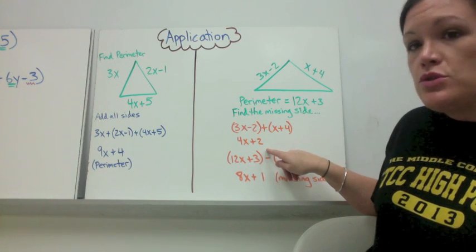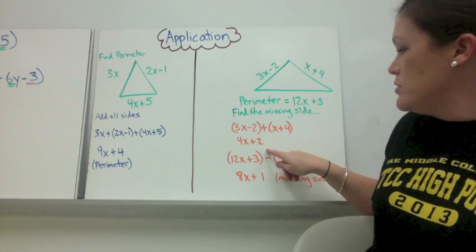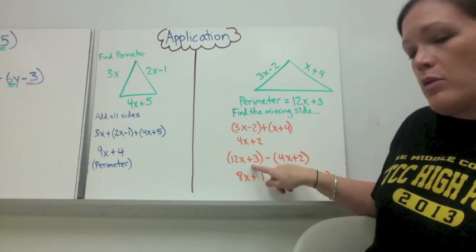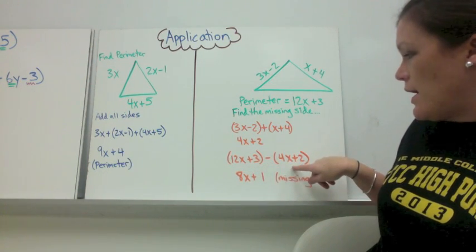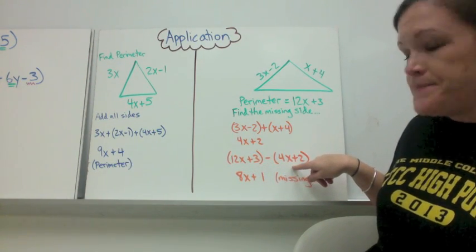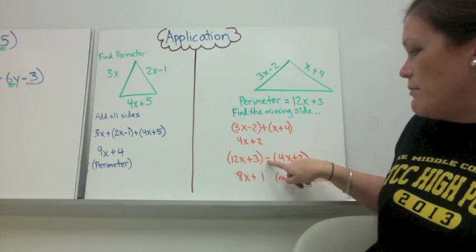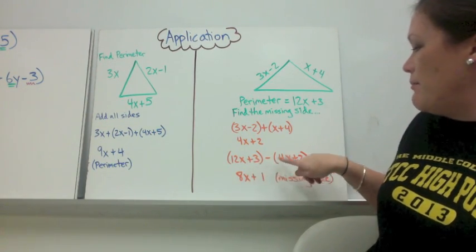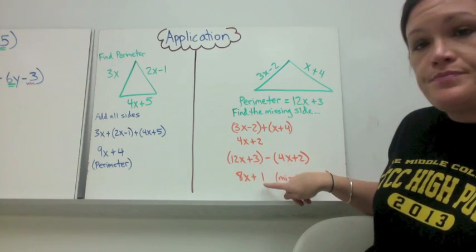So I take those 2 sides that I already know, I have the perimeter that was given, and I need to subtract. So the perimeter minus the 2 sides will give me the one that I'm missing. So 12x minus 4x is 8x, and 3 minus 2 is 1.